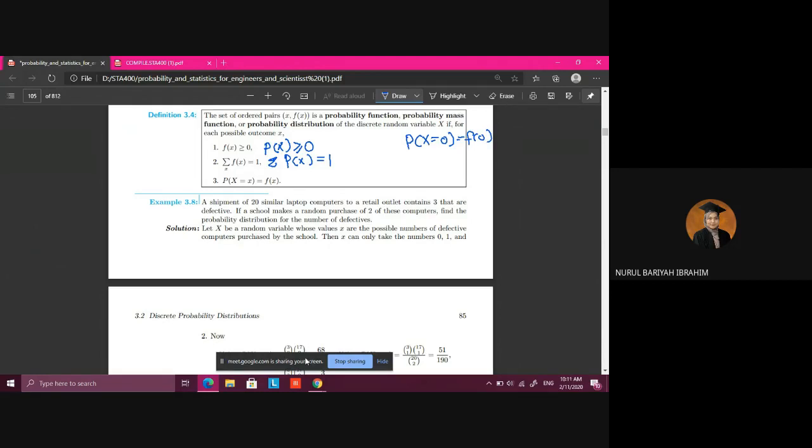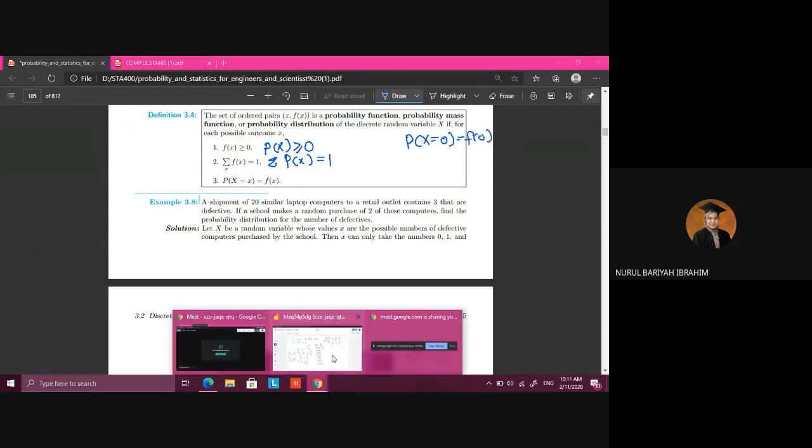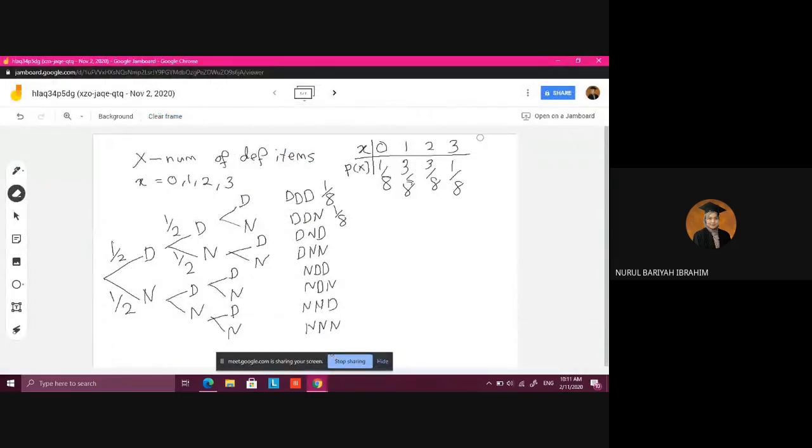Okay, so let's say from this distribution table, okay, from this distribution table, kita boleh nak cari nilai probability. Okay, once we have the probability table, we can find let's say find the probability of x equal to 2. So boleh terus ambil daripada table ni. The answer will be 3/8.